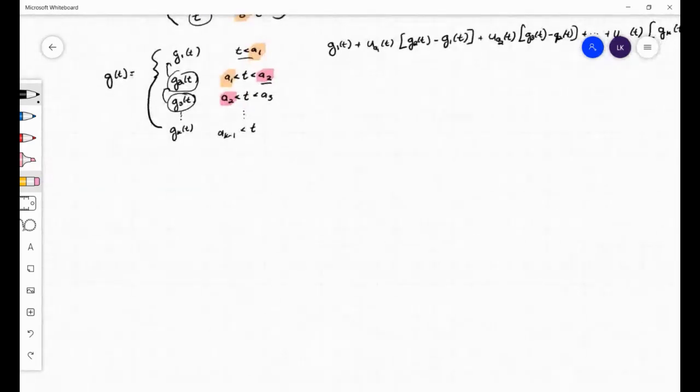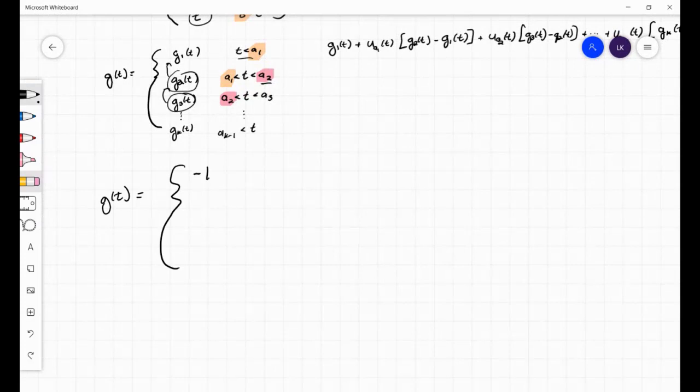So we'll do another example. Suppose g of t is equal to minus 1 for times before 0, and it's equal to 2 for times between 0 and 1. It's equal to sine of t for times between 1 and pi. Then it becomes, let's say, a decaying exponential after that time.